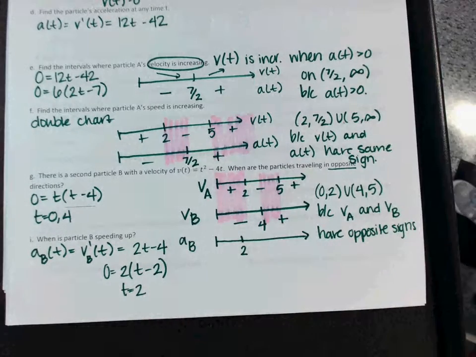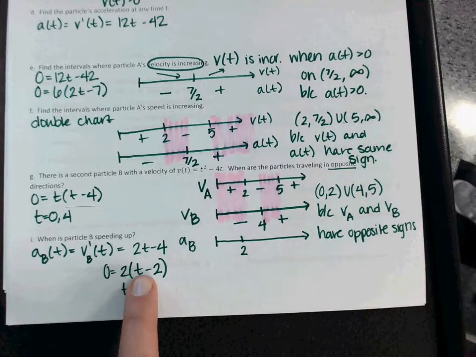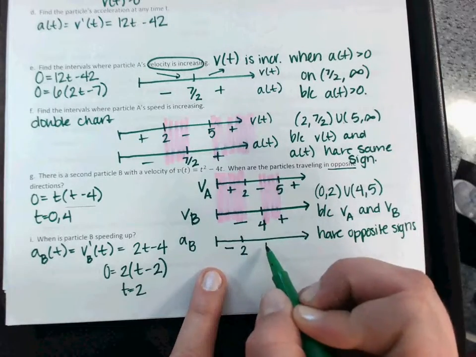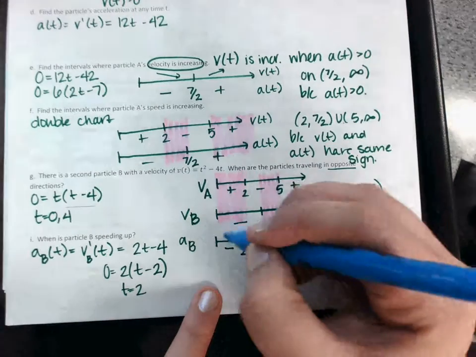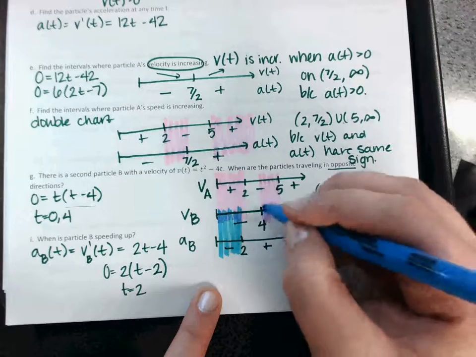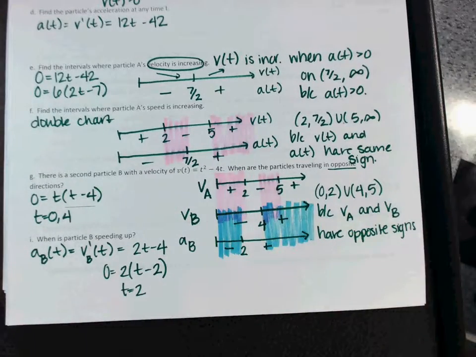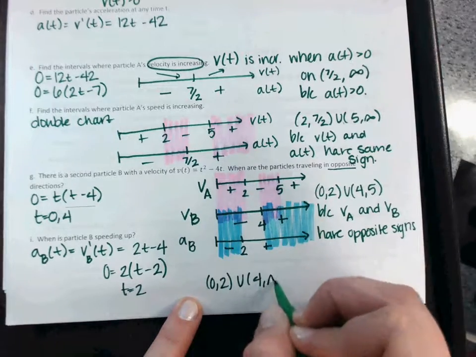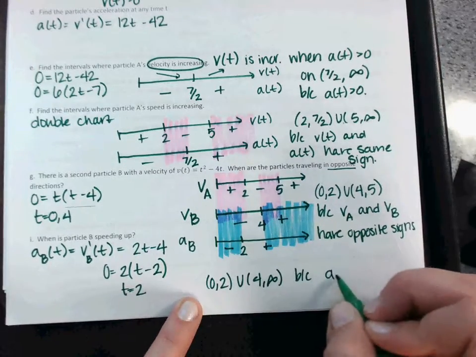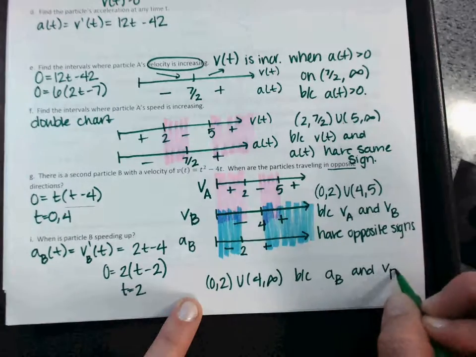And remember, you want to align your number line so that it makes sense, right? Okay, and then to the left of 2, say I pick 0. 0 minus 2 is negative. 3 minus 2 is positive. Now, I want my particles speeding up. That means same sign or opposite signs? Same signs. Where does that happen? 0 to 2, they're both negative, and then 4 to infinity, they're both positive. So 0 to 2, union 4 to infinity. Because A_B and V_B are the same sign.